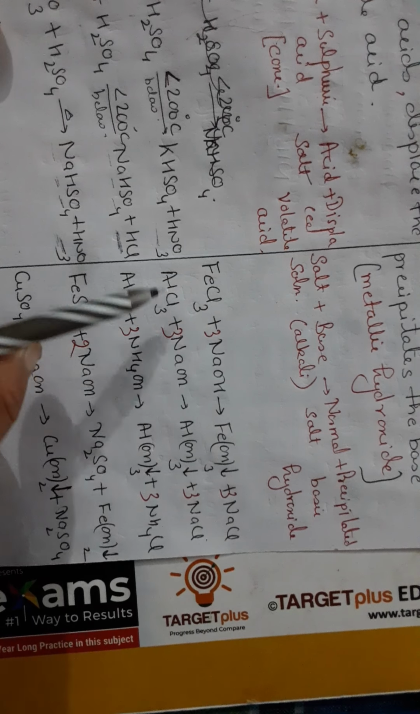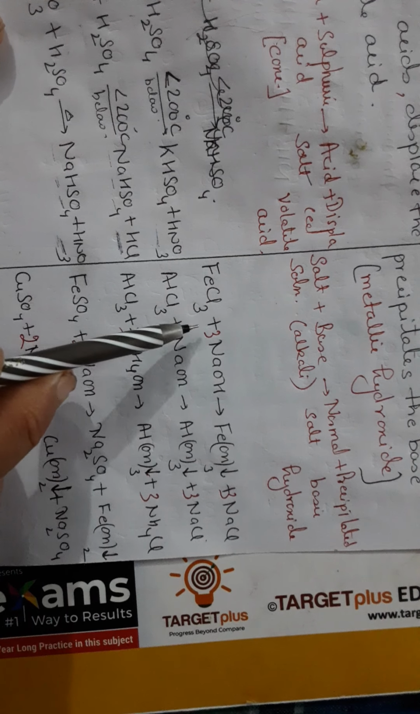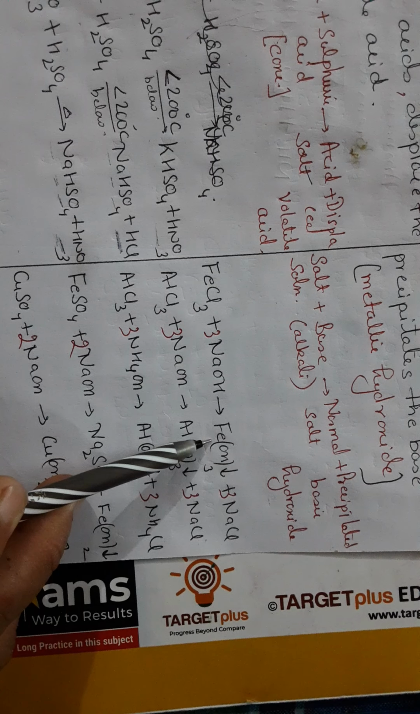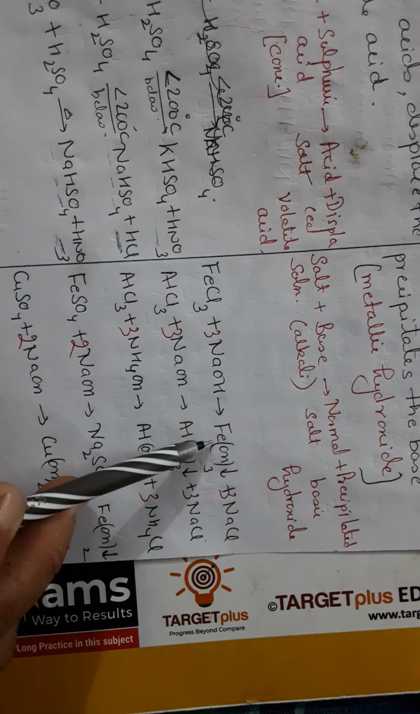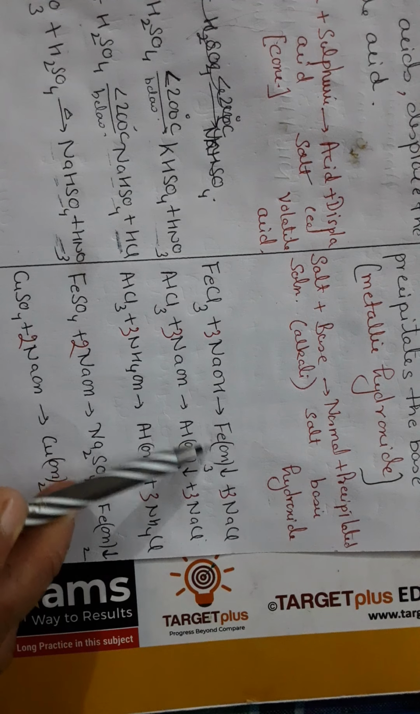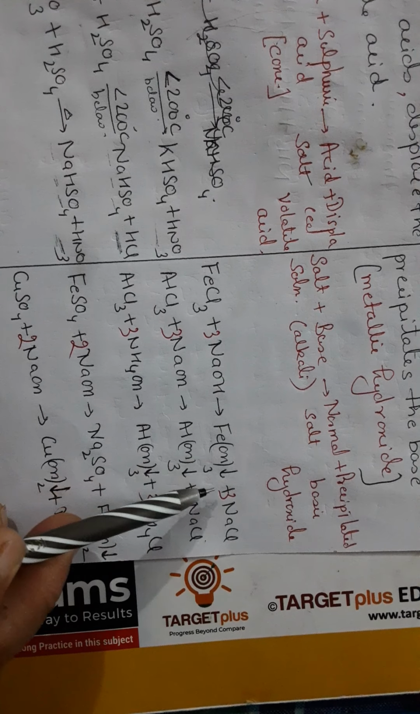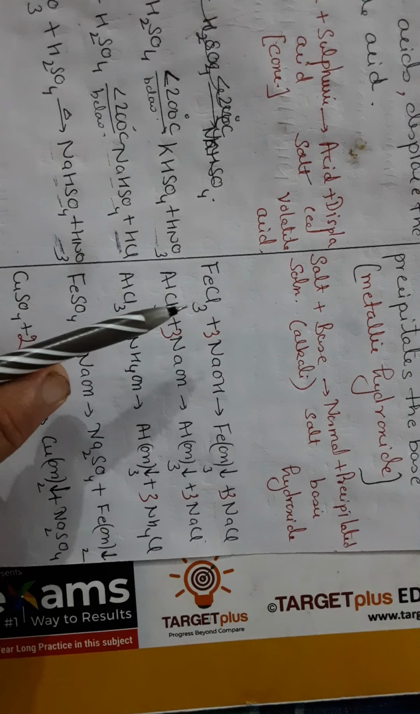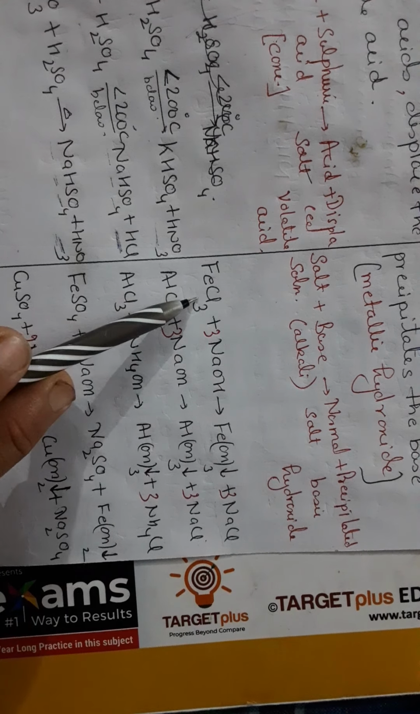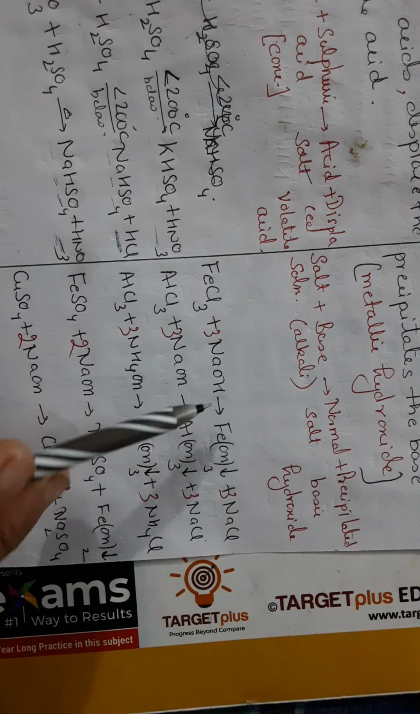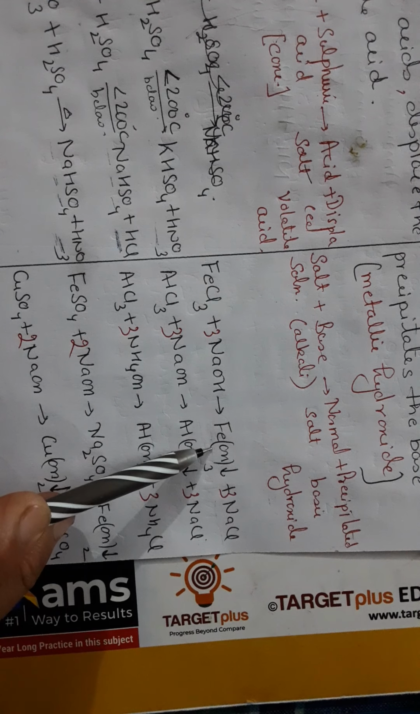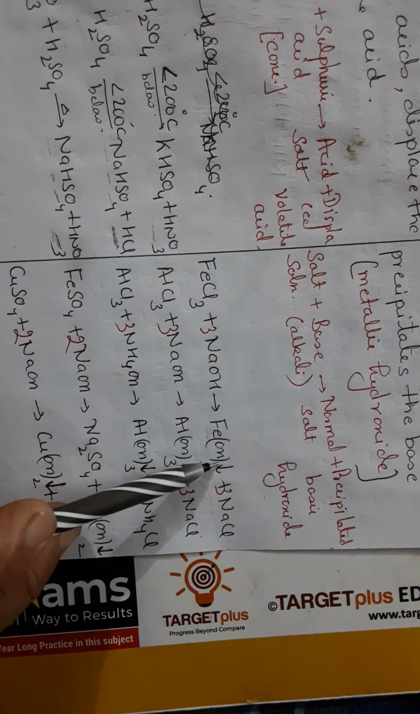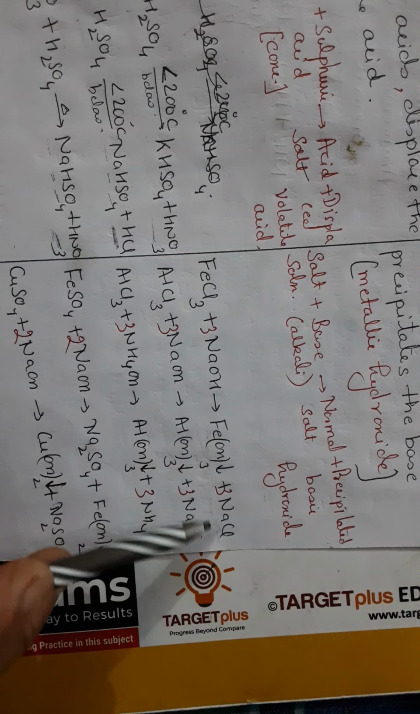Here, ferric chloride, when reacted with sodium hydroxide, gives a precipitate of ferric hydroxide. In addition to it, a salt is formed, that is sodium chloride. Again I am repeating. Ferric chloride, when reacted with sodium hydroxide, gives ferric hydroxide in the form of precipitate, and a salt is formed, that is sodium chloride.